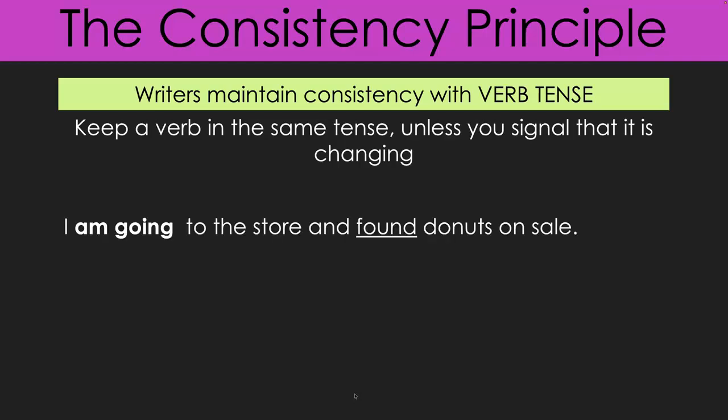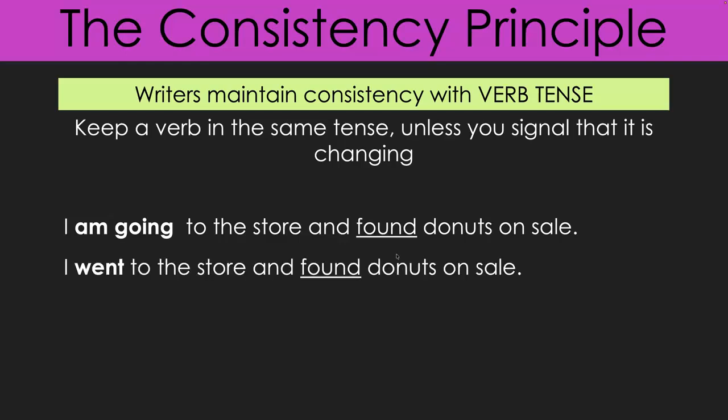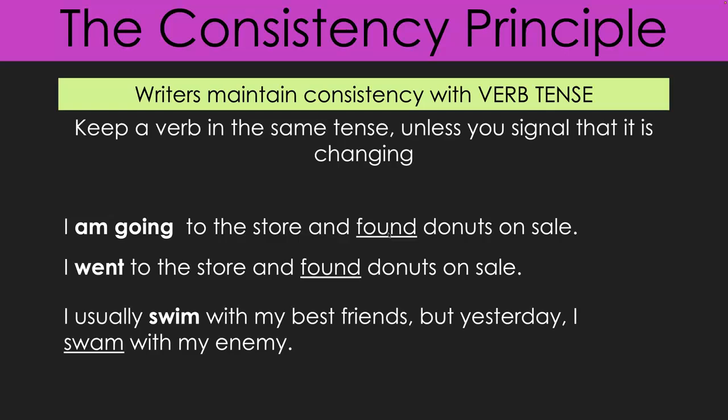So here: I'm going to the store and found donuts on sale. It doesn't immediately sound like anything is wrong, but this first part says I'm about to go, and this second part suggests that you already found donuts on sale. So how did you already find donuts on sale if you're going to the store in the future? It just doesn't make temporal sense. That's why we can't do stuff like that. Here, you want to keep it like this: I went to the store and found donuts on sale. We're keeping both of these in the past tense, something that already happened. I'm going to the store and finding donuts on sale. You could say that. Again, it sounds a little suspicious and doesn't totally make the most sense, but as long as it's consistent, we're pretty cool.